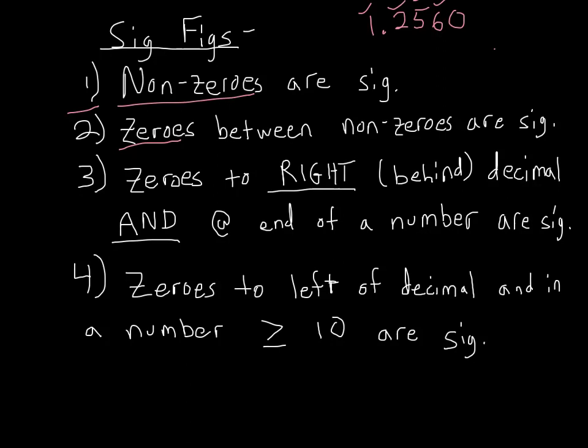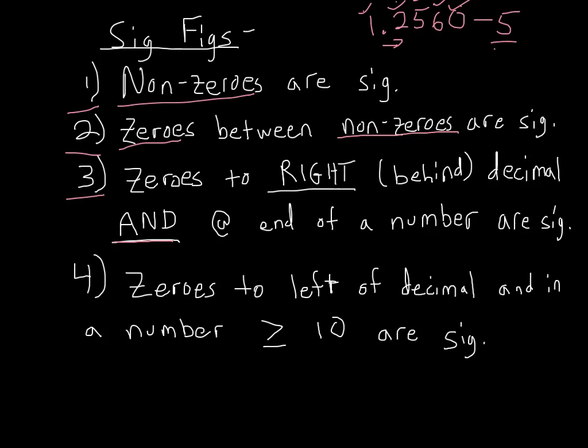I look at this zero. Is that 0 between two non-zero numbers? No, so it's not significant according to rule number 2. I look at rule number 3: 0 to the right or behind the decimal place. So am I to the right? Yep, I'm to the right of the decimal place. And I have to be at the end of a number. Am I at the end of a number? Yep. Check. I have 1, 2, 3, 4, 5. I have 5 sig figs in this number, according to rule number 3.